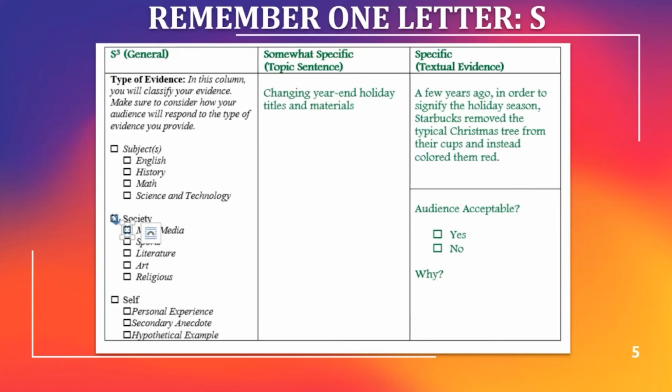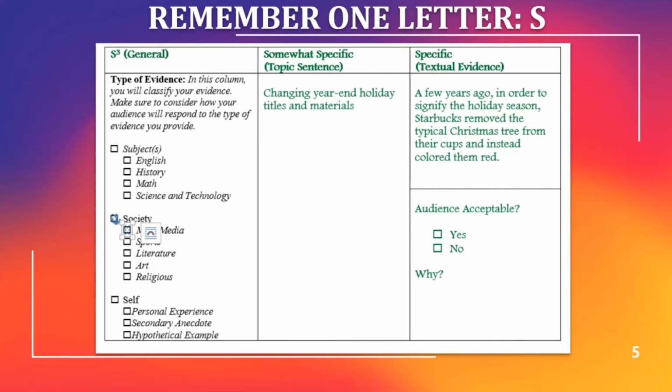But I appreciate the conversation you and I had the other day when you were bringing up this idea of general, somewhat specific, and specific, because that is the language in the scoring guide. And I have my kids remember their acronym. It's just one letter, S. It's just S cubed, right? All of their evidence can come from their subjects that they learn in school, elements of society. Underneath my little copy and paste right here, it says mass media and sports, by the way. So subjects, their society, and their self, right?